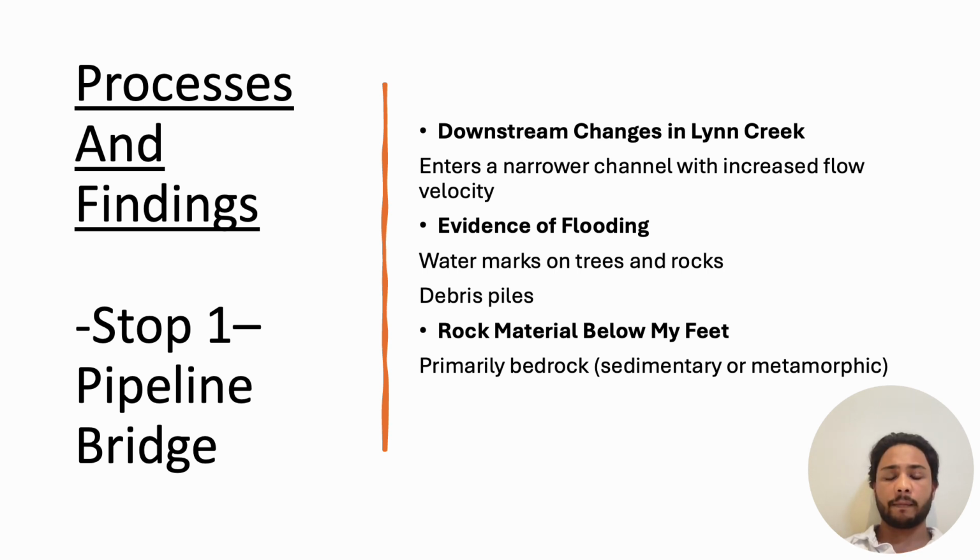At stop one, the pipeline bridge, downstream from the pipeline bridge, Lynn Creek enters a narrow canal, resulting in increased flow velocity. Evidence of flooding in this area can include watermarks on the trees and rocks, debris piles, and eroded banks. The rock material underneath our feet here is primarily bedrock, sedimentary or metamorphic in origin.